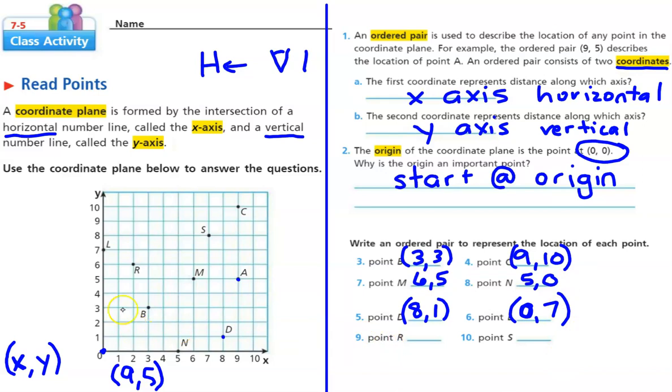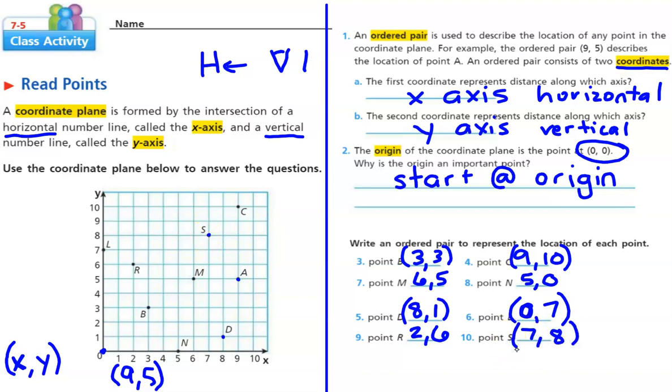Okay, then point R. It looks like we went over 2 and then up 1, 2, 3, 4, 5, 6. So that's going to be 2, 6. And then S is right over here. So we've got to figure out, we went over 7 and then we went up 8. So that would be 7, 8.